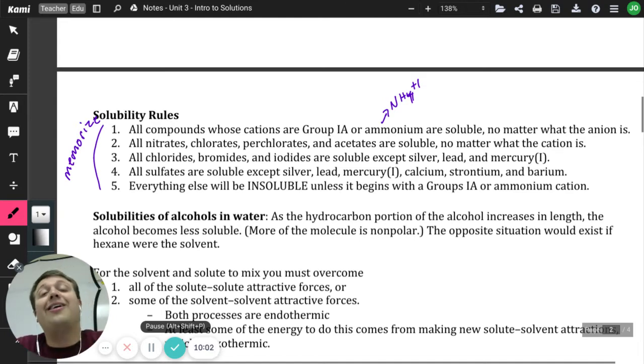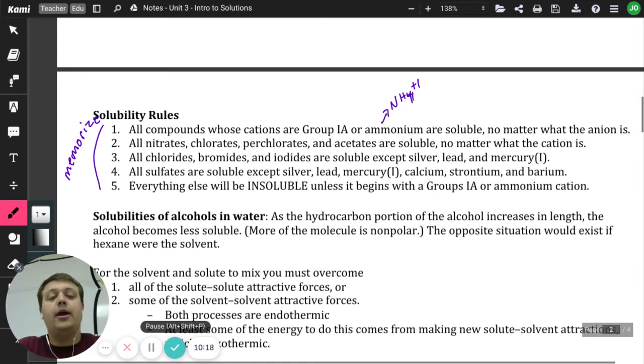The second rule says all nitrates, chlorates, perchlorates, and acetates are soluble no matter what. So again, if I'm talking about something that's paired up with a nitrate, a chlorate, a perchlorate, or an acetate, they will always be soluble.